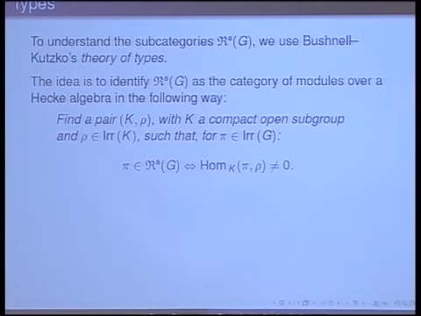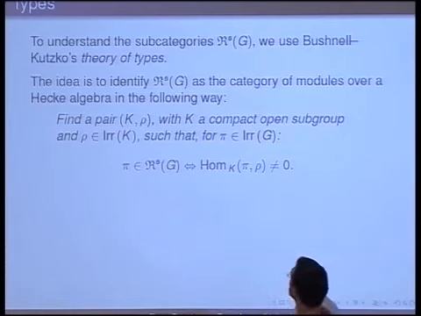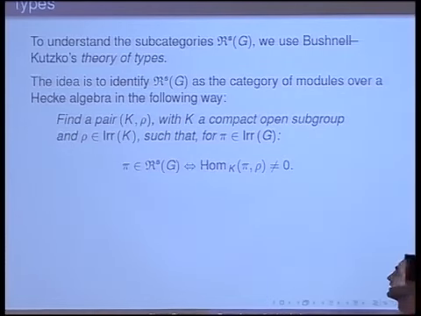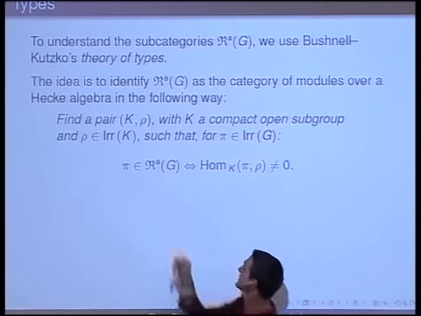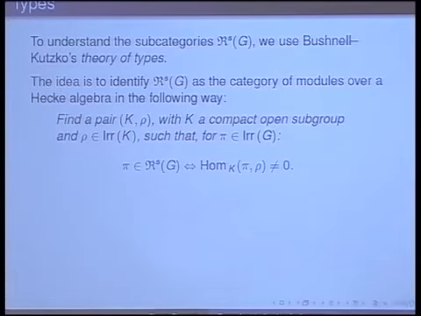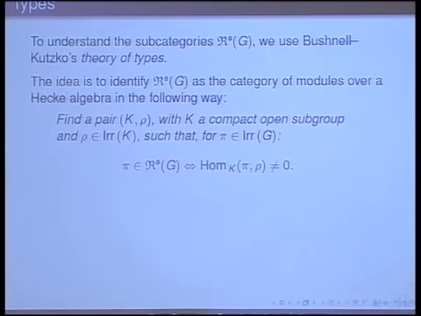To find a pair (K, ρ), consisting of a compact open subgroup and an irreducible representation of that, which has the following property: for irreducible representations π of G, they're in this category, in other words, their inertial support is this S, if and only if ρ is contained in π. Another way of saying that is if you restrict π to K, you'll find ρ there when you decompose it into irreducibles.